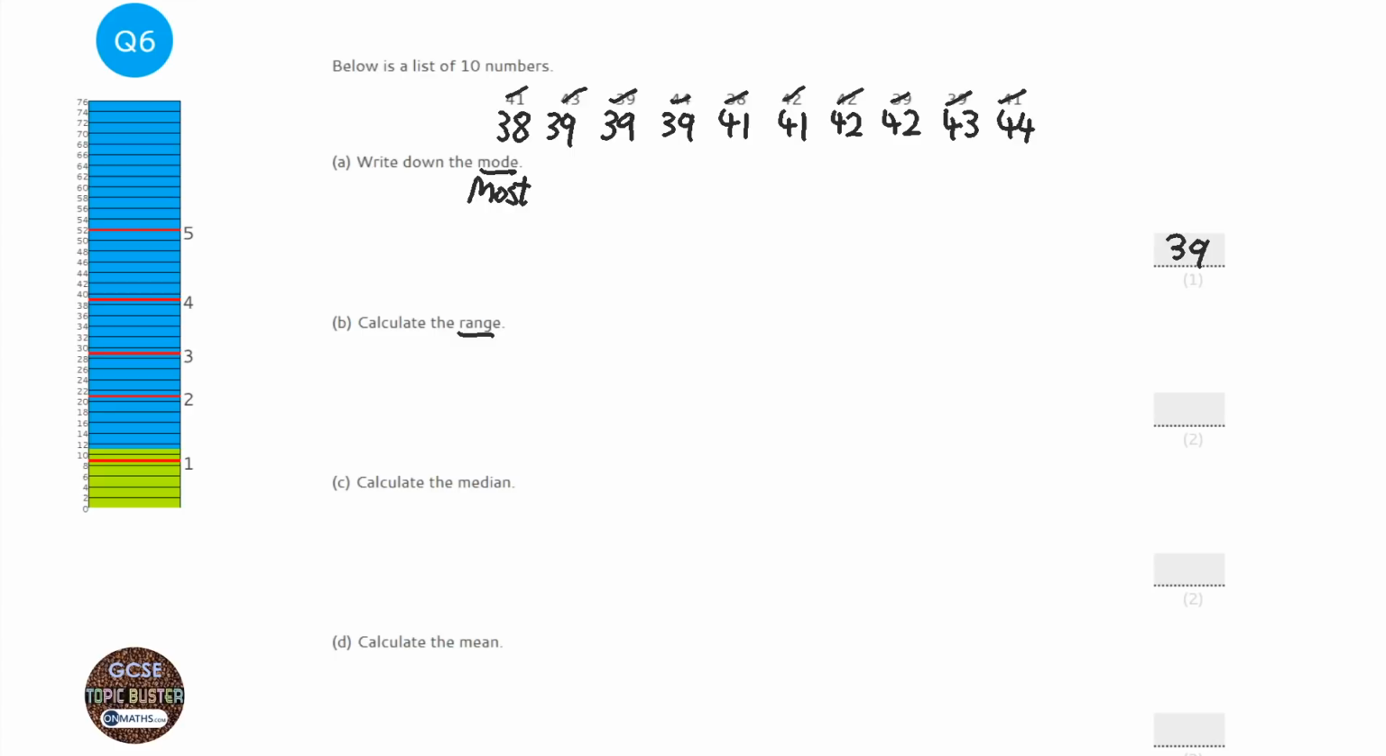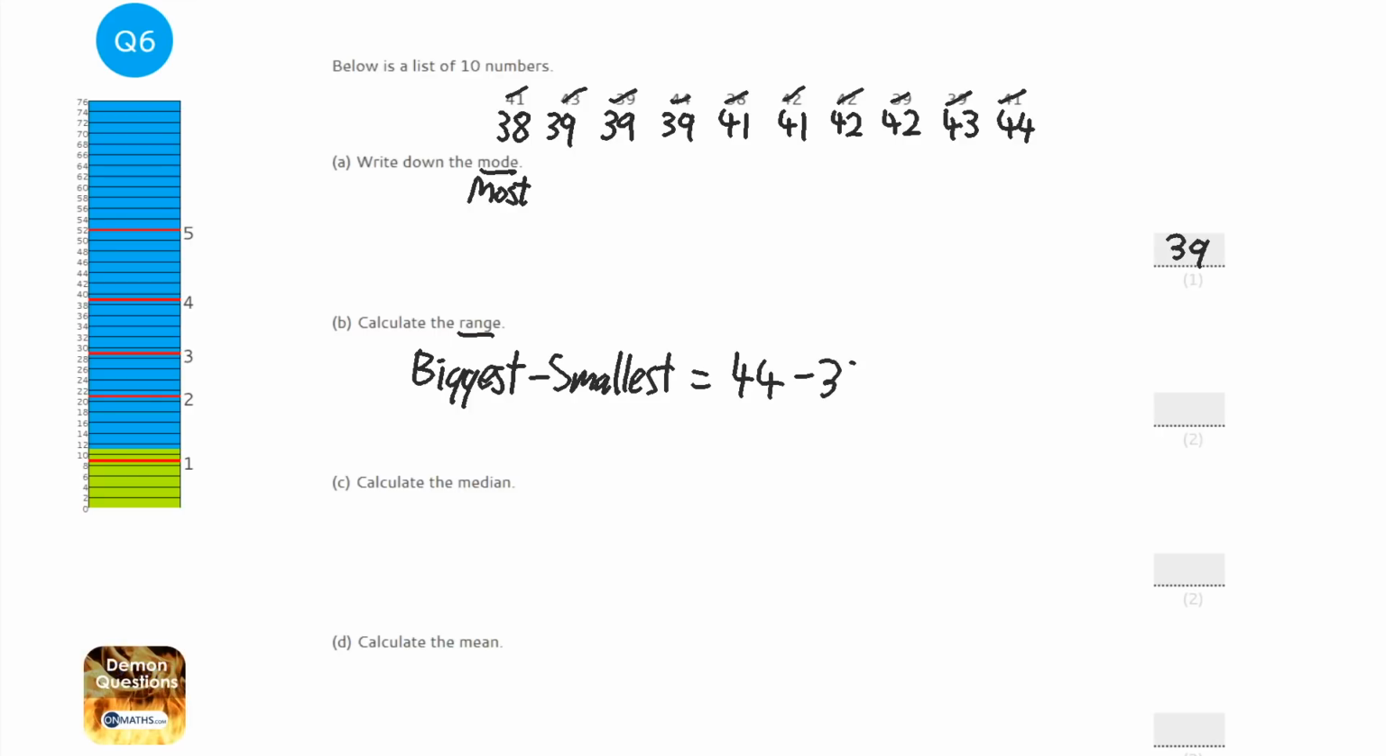The range is the biggest, take away smallest. And again, this is a lot easier when they're all lined up. So it's 44, which is the biggest, take away the smallest, which is 38. Now, I know that you can do this in your head, but use your calculator anyway. Why not? Because this is a calculator question, but we know the answer is going to be 6.